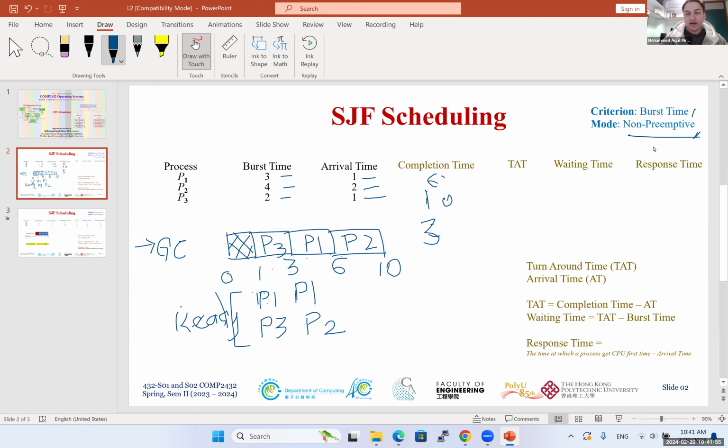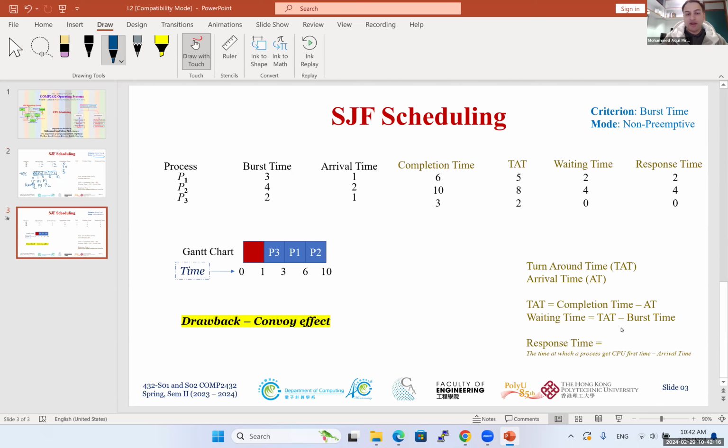Similarly, you can calculate your turnaround time, waiting time, and response time by using these formulas. Turnaround time is completion time minus arrival time, and waiting time is equal to turnaround time minus your burst time. I have already calculated this for you. You can have a look and cross-verify these numbers. Remember, as we said before, your waiting time and response time will always remain the same because we are talking about the non-preemptive mode. The response time will be different from the waiting time only when we are talking about the preemptive mode.